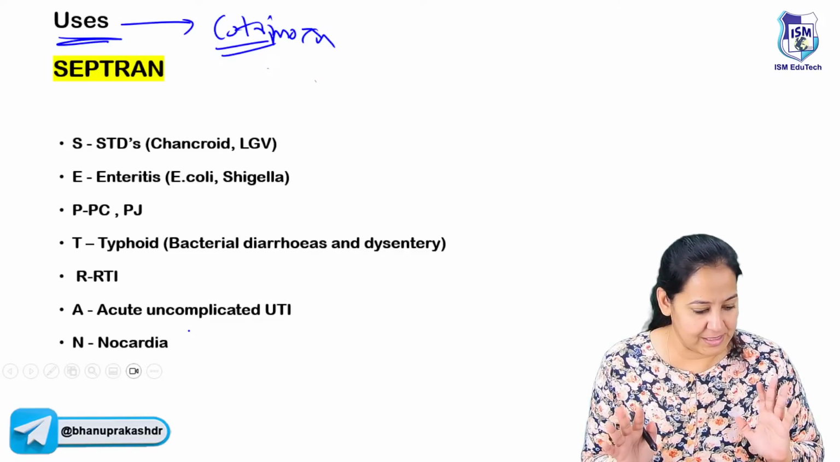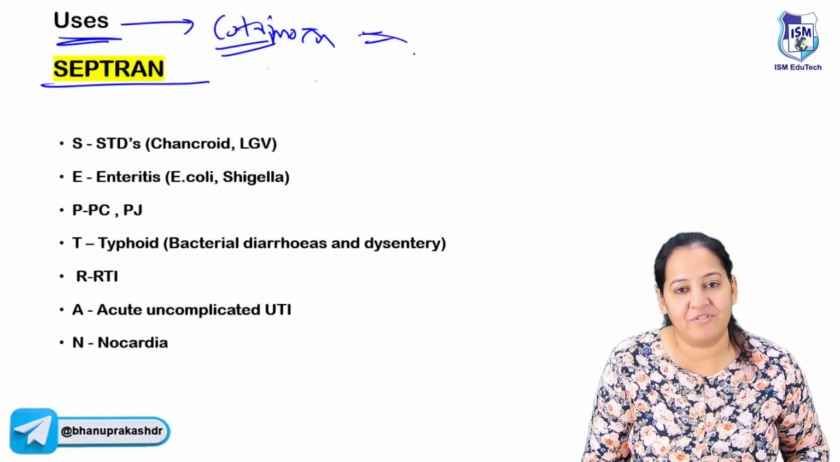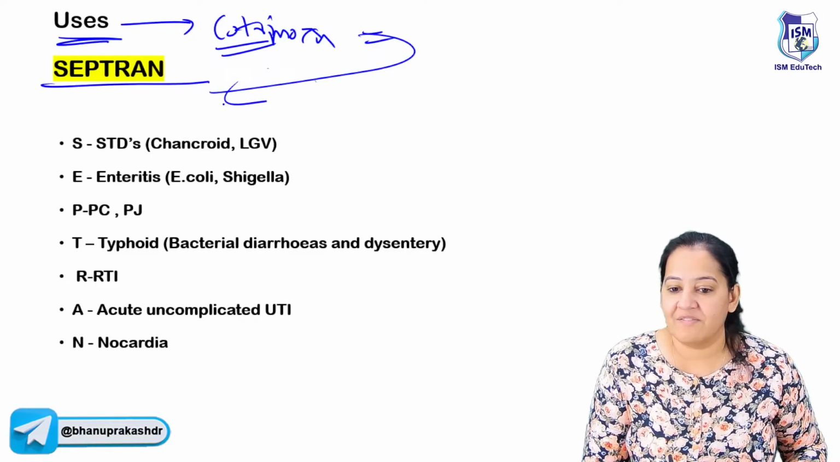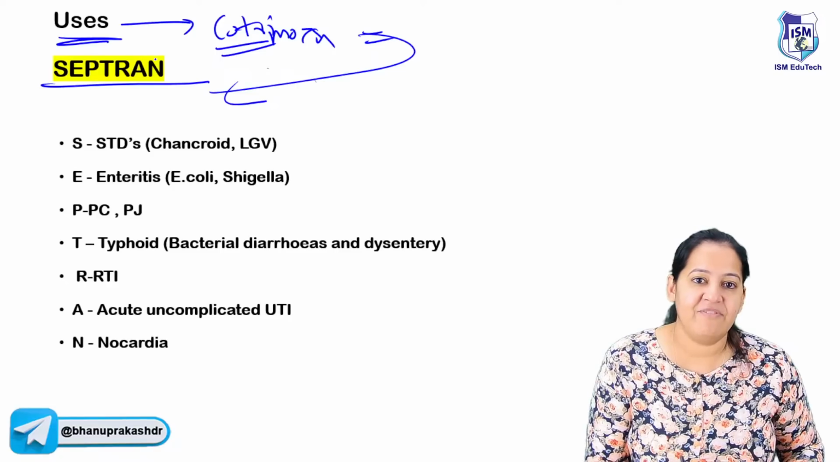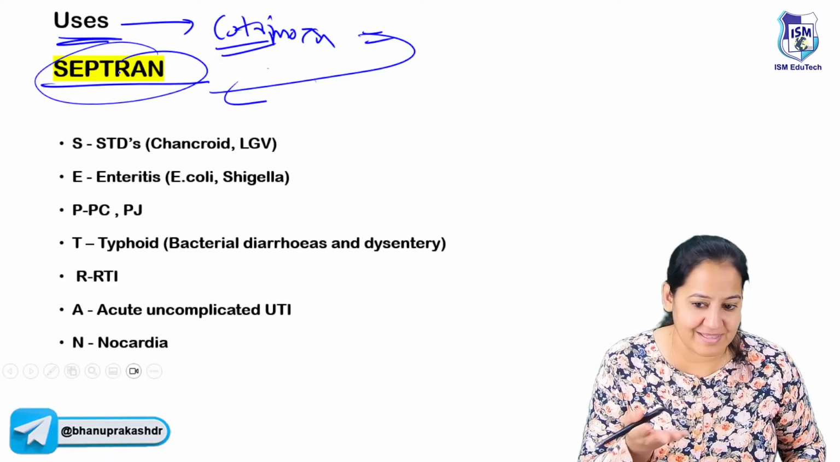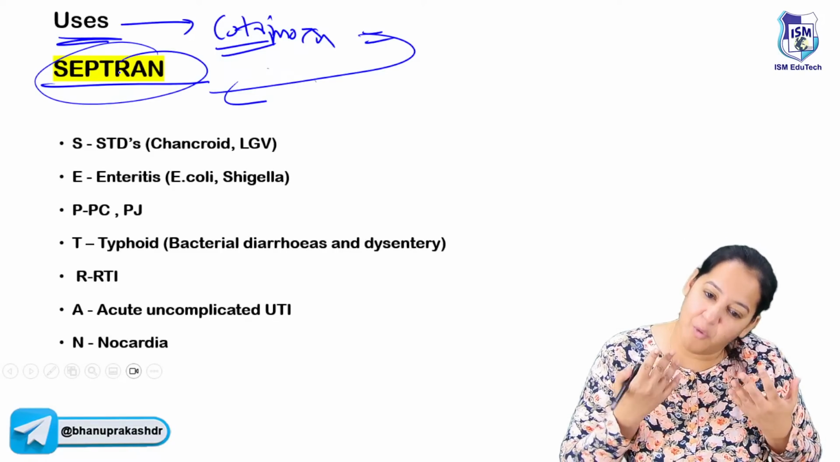And the uses of both of them is Septron. Cotrimoxazole, the brand name of the tablet is Septron. Like paracetamol is available as Crocin. Crocin is a brand name which contains paracetamol. In the same way, Septron is a brand name. It's very famous like Crocin, in which cotrimoxazole is present. So cotrimoxazole's mnemonic is Septron.